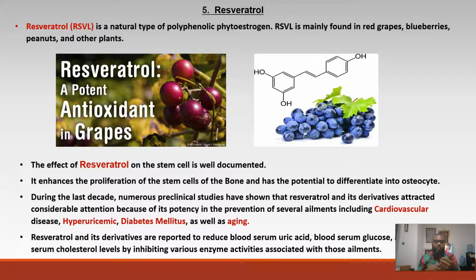Like I said, the heart, the arteries, the veins, and all of that controls the cardiovascular system. It just clears it. And they are also good for anti-aging, and they kick against diabetes mellitus. So like I said, you can find them in red grapes, blueberries, peanuts, and other plants.